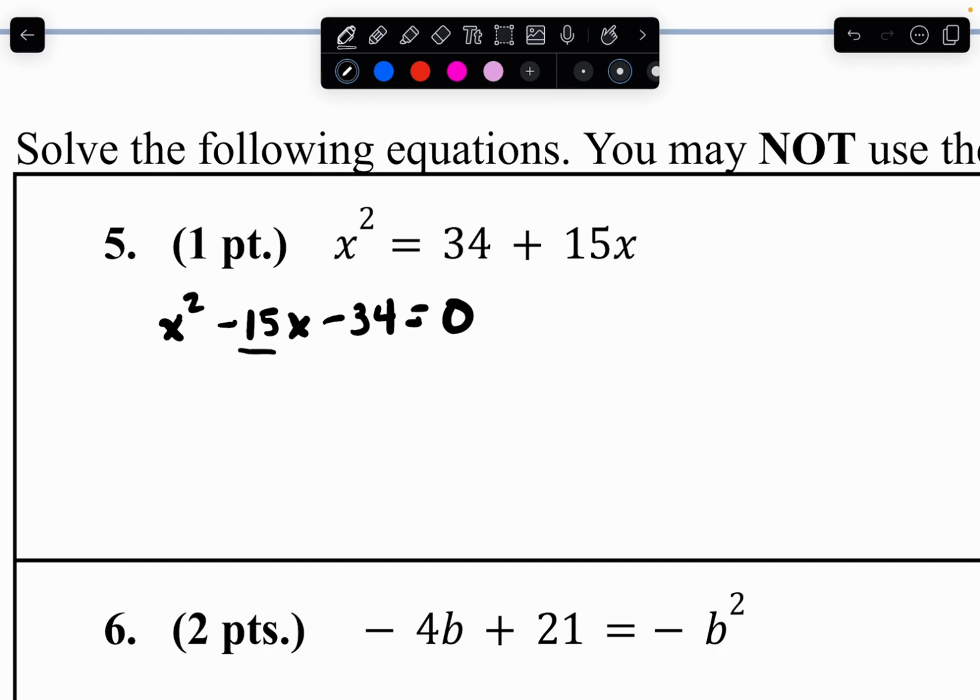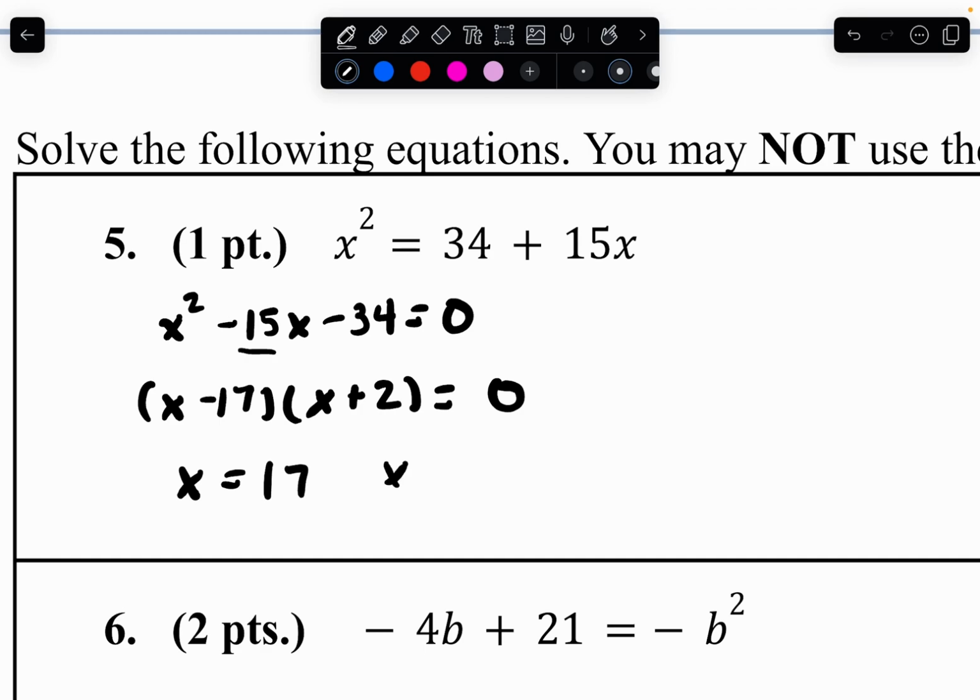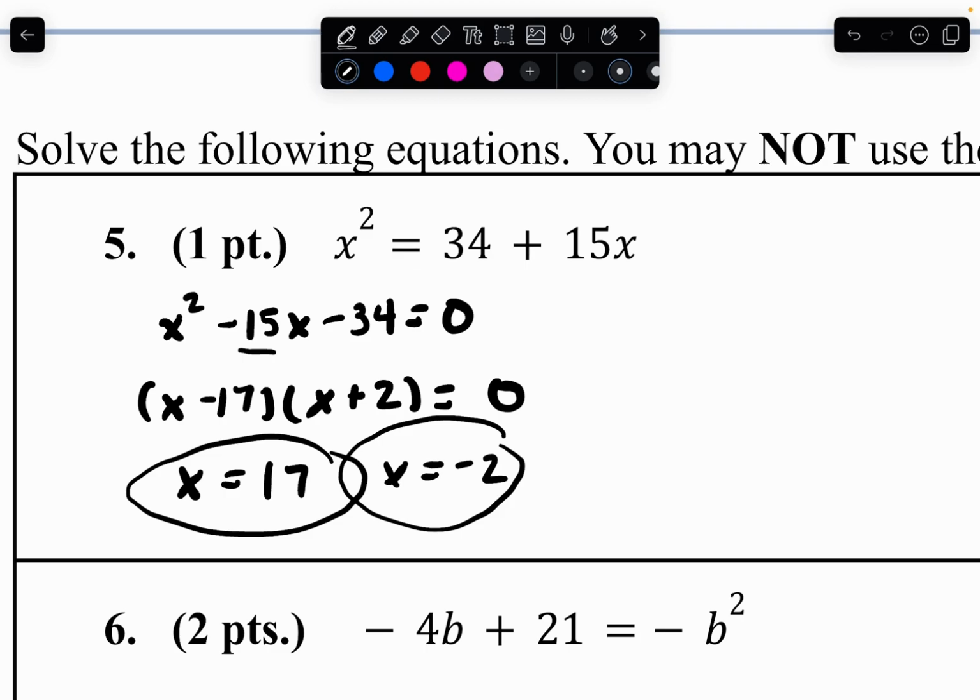Before I complete the square as my last resort, I'm going to see if this is factorable. Factoring is quicker. Okay, 17 and 2 might work. Let's see. 17 would be negative and 2 would be positive. Bam, that works. So x is equal to 17 and x is equal to negative 2. You must have both answers. And do you see how this is much easier than having completed the square?